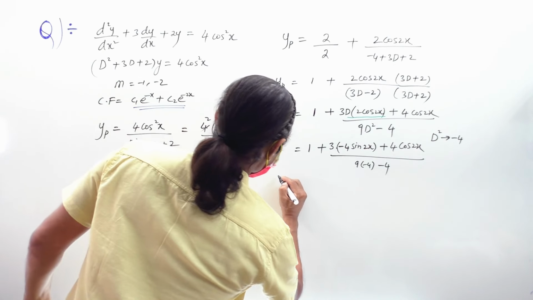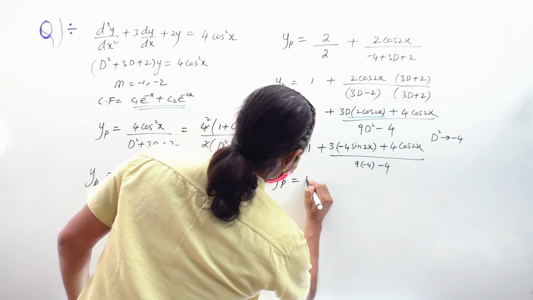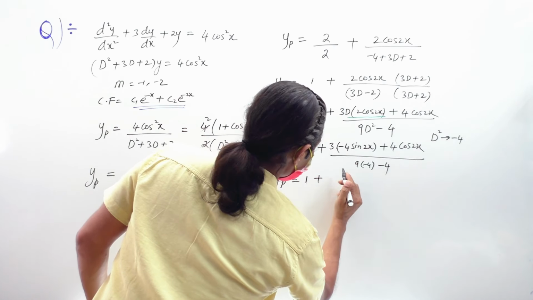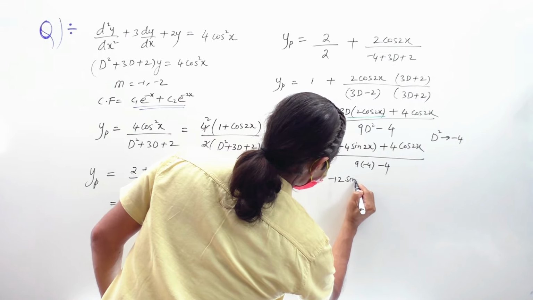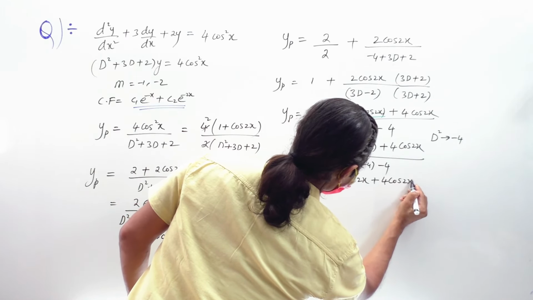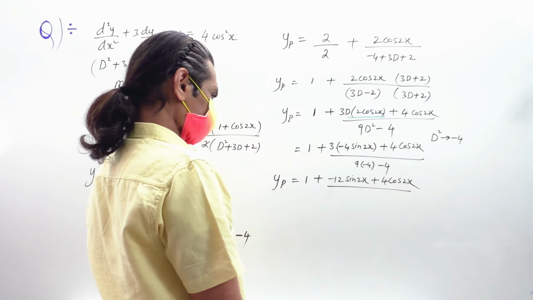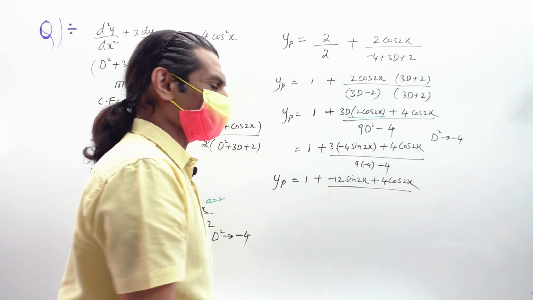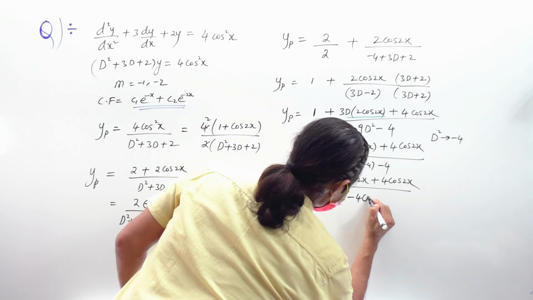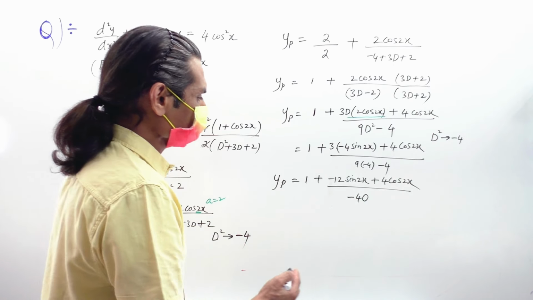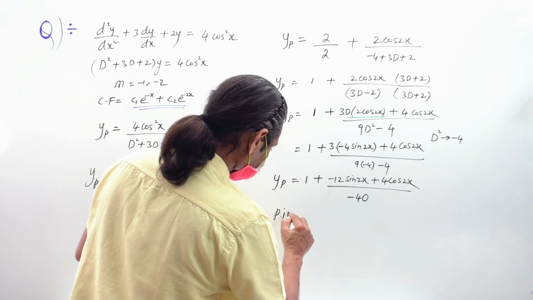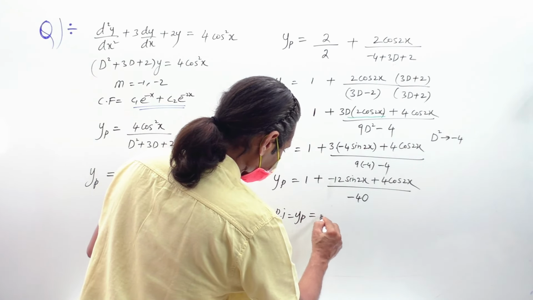Let's simplify this. So we have yp is equal to 1 plus minus 12 sin 2x plus 4 cos of 2x whole divided by minus 9 into 4, that is 36, minus 36 minus 4 is minus 40. Done. So let's further simplify it here. Basically simplification: we have the particular integral yp is equal to 1.